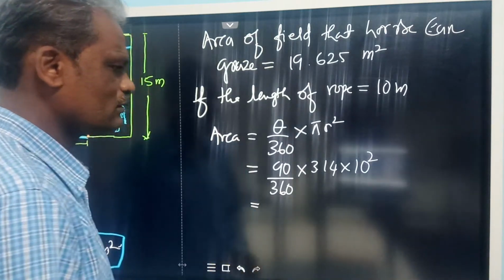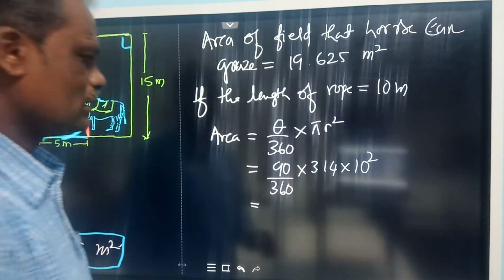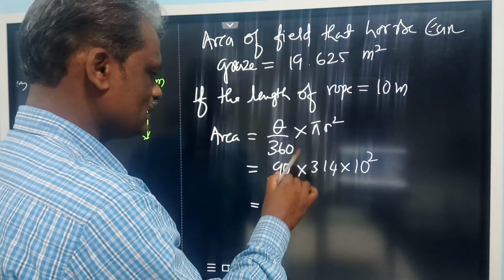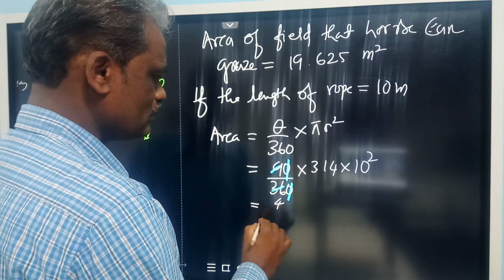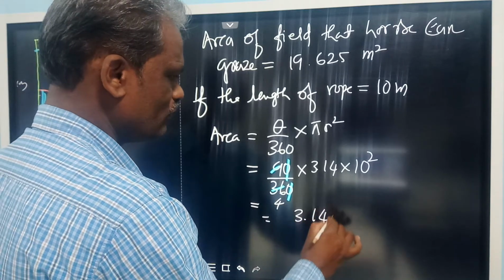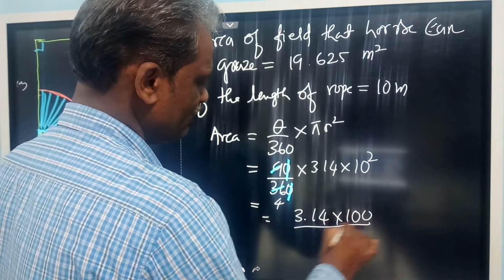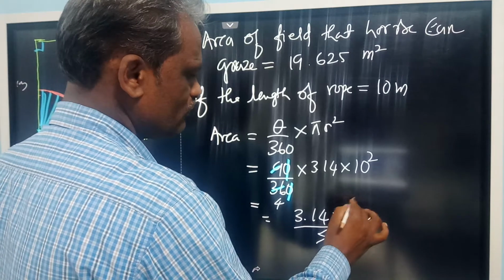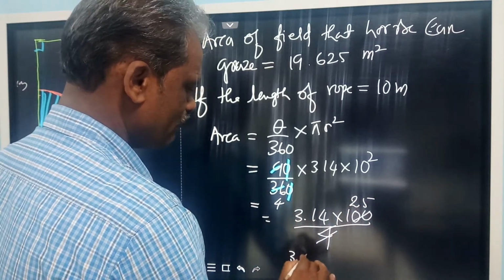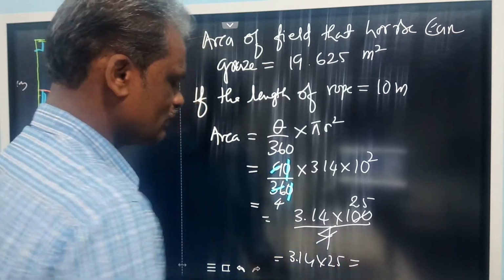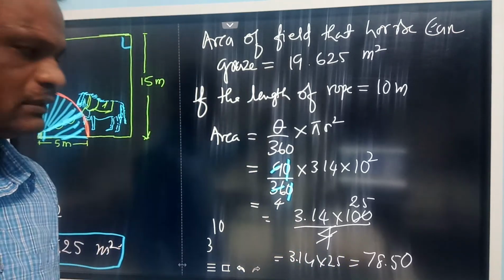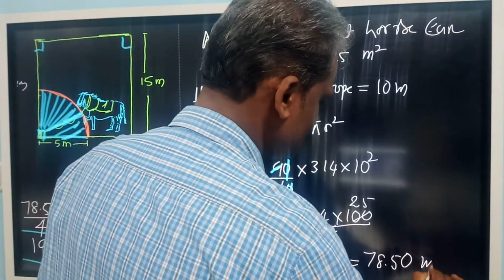So now how much does it become? The zeros cancel, 9 ones are 9, 9 fours are 36. So it will be 3.14 into 100 divided by 4. 4 twenty-fives are 100. So 3.14 into 25. Multiply this, and it will be equal to 78.50 meters square.